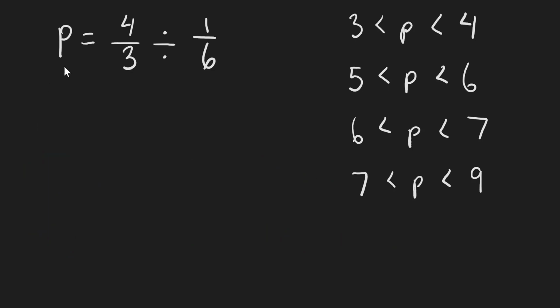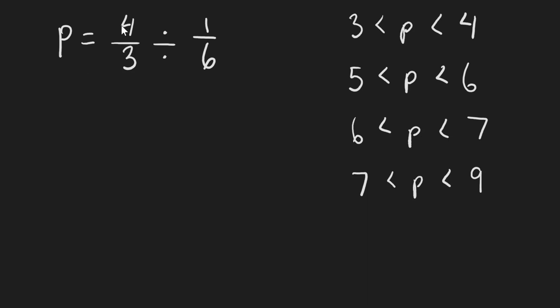So we have some mystery number p, and we need to figure out if p is between 3 and 4, or between 5 and 6, or between 6 and 7, or between 7 and 9. And so we need to figure out the value of p, what number p is. And then once we know what number p is, then we know which of these options is correct. So let's figure out the value of p.